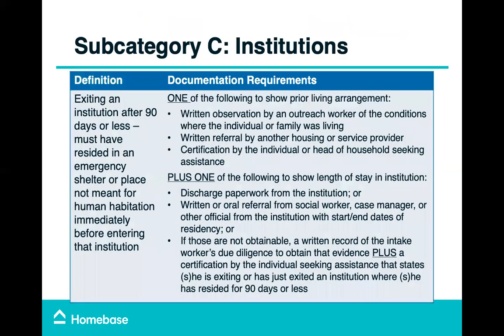All right, so subcategory C. Subcategory C, again, is for people who are exiting an institution after 90 days or less, where that person resided in an emergency shelter or place not meant for human habitation immediately before entering that institution. So here you're going to need basically two documents. The first one is going to show that the person was residing in a place not meant for human habitation or emergency shelter before entering the institution. And again, you can rely on one of those three documents that you rely upon with categories A and B. So written observation by an outreach worker, written referral, or self-certification.